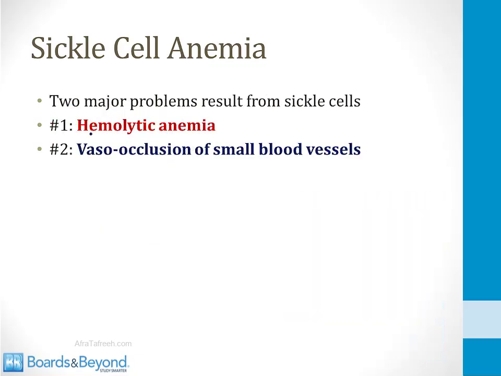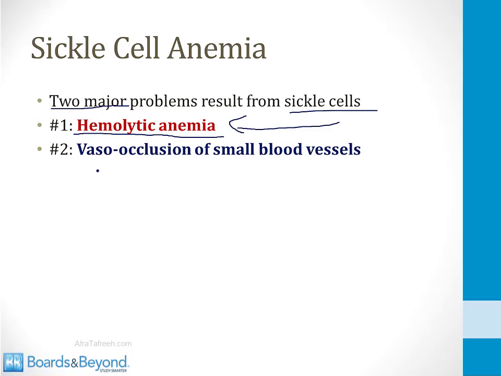So from a clinical point of view, there are two major problems that result from sickled red blood cells. The first is hemolytic anemia. If hemolytic anemia was the only thing that happened in sickle cell anemia, then it would be very similar to beta thalassemia major. Beta thalassemia major is also a problem with the beta globin chains, and the major issue there is chronic hemolytic anemia.